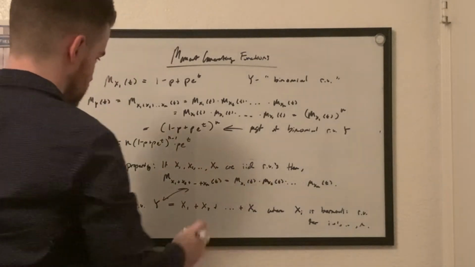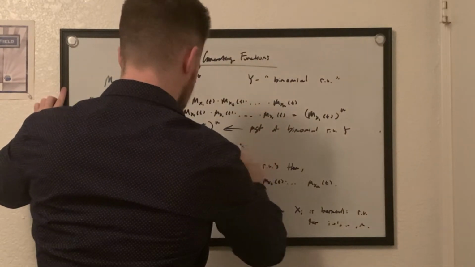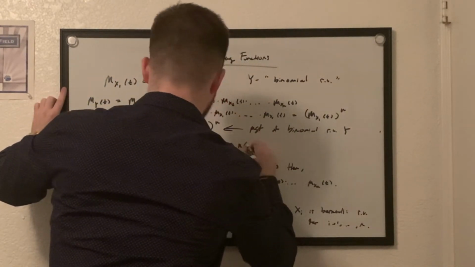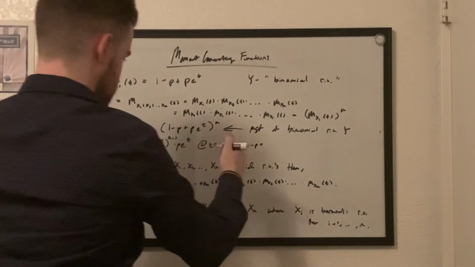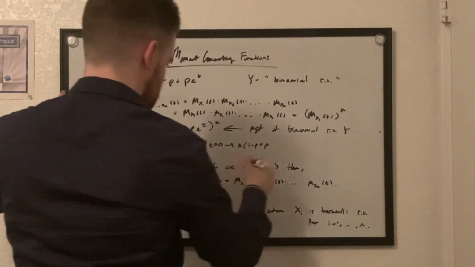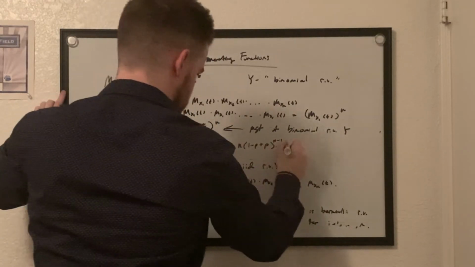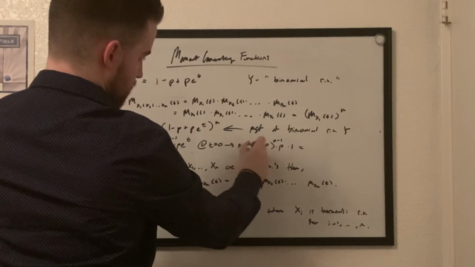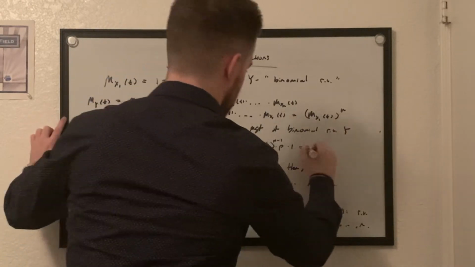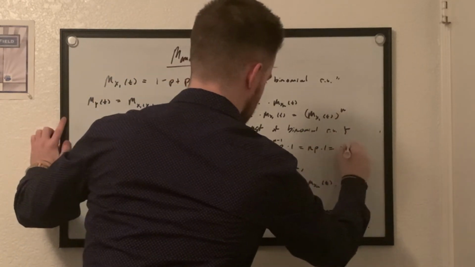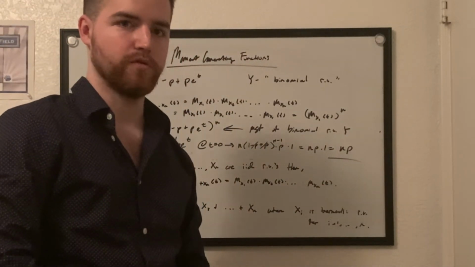At t equals 0, if we plug in t equals 0, we get n times (1 minus p plus p e to the 0). e to the 0 is just 1, so we get p times 1, which is p. n minus 1 times p e to the 0 is just 1. This gives us minus p plus p, so we get 1 to the n minus 1. 1 to any power is just 1 itself, and so we get n times p times 1, which is np. That is the expected value of a binomial random variable.